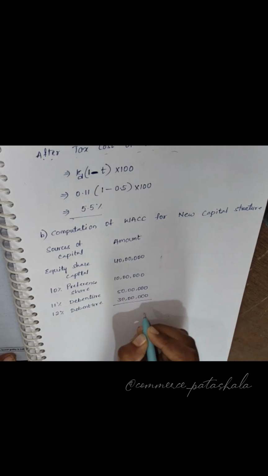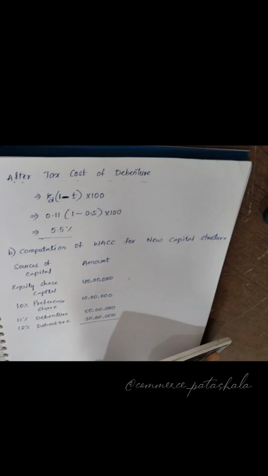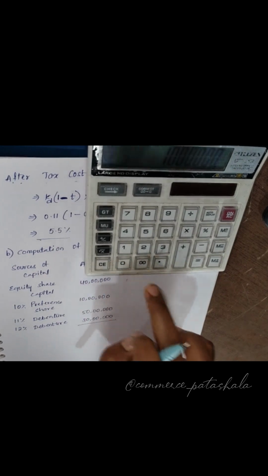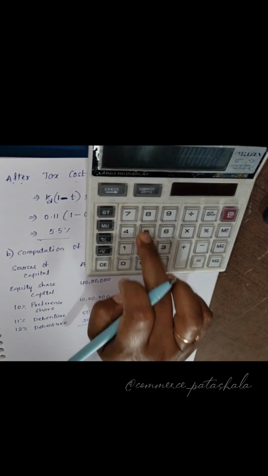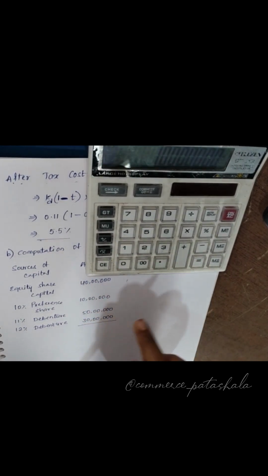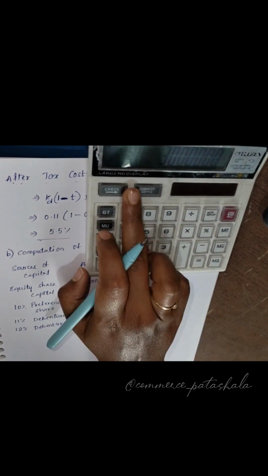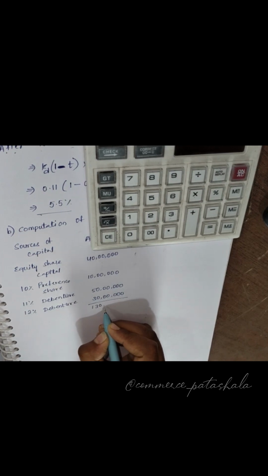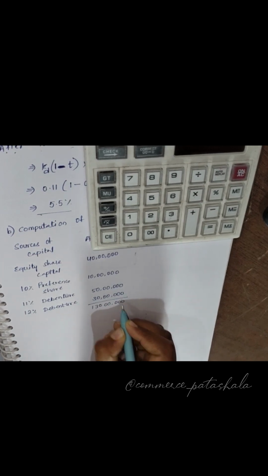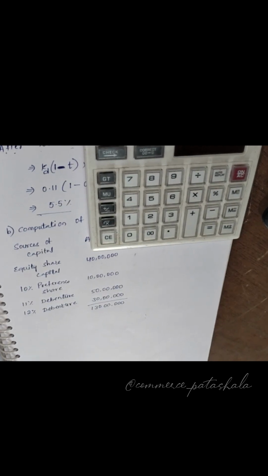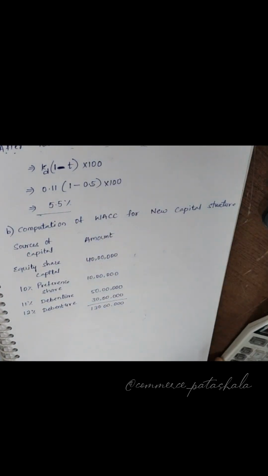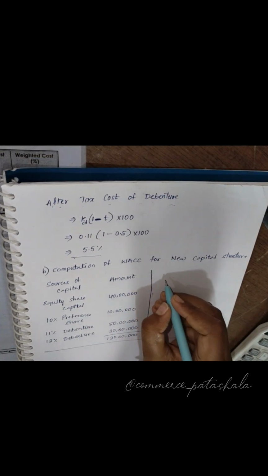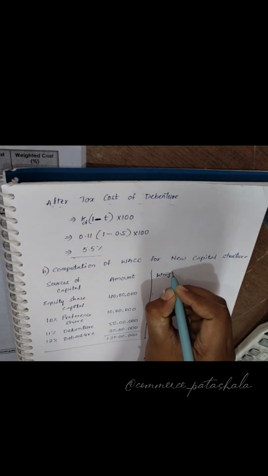Now just sum up to get the overall capital. 40 lakhs being equity share capital, 10 lakhs being preference share capital, 50 lakhs is what 11% debentures contributed, and 30 lakhs being 12% debentures. So overall it is 1 crore 30 lakh. Okay, 1 crore 30 lakh is the overall capital. Correct. Now we'll calculate weights.